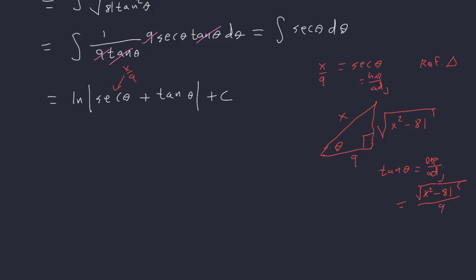Okay, so when we put this back in, because if we start with x's, we need to end with x's. So our secant is just x over 9. And our tangent is the square root of x squared minus 81.